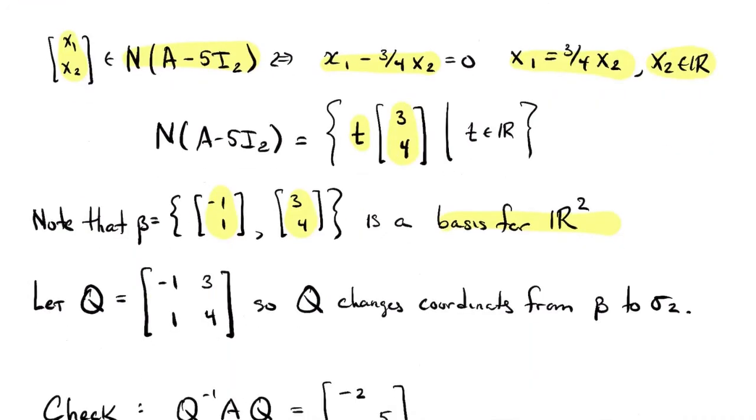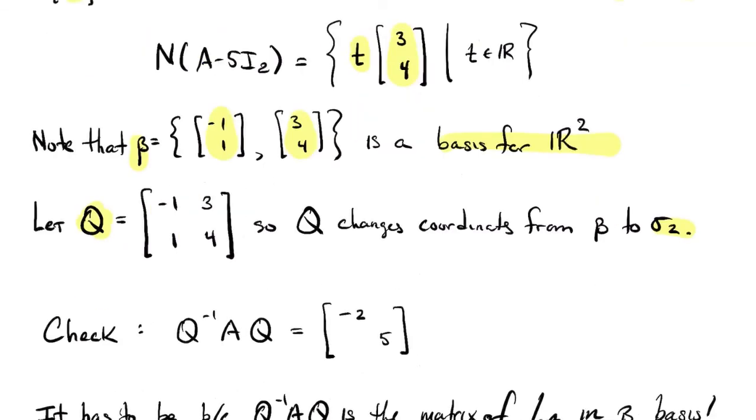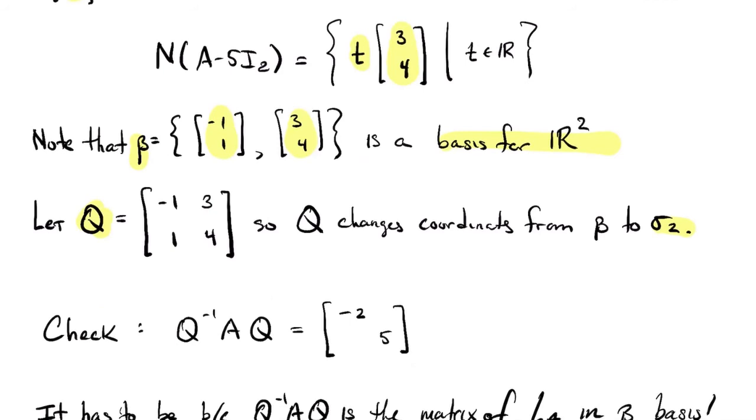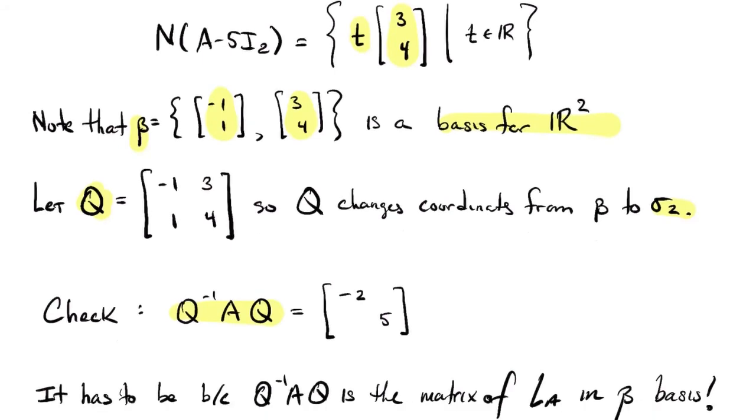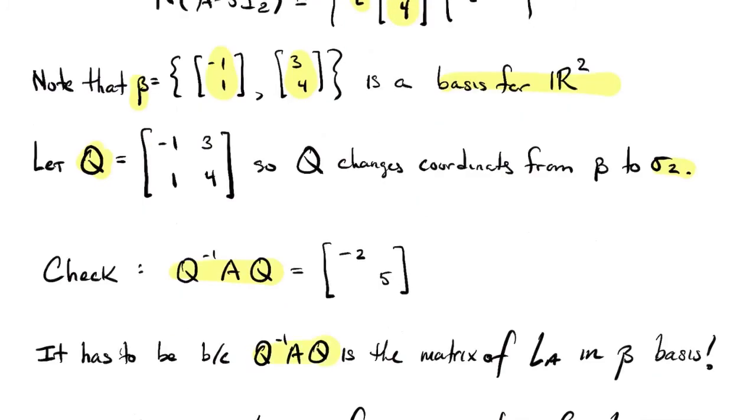If I let Q be the change of basis matrix from this basis beta to the standard basis, sigma 2, we denote it. You just take the basis vectors in beta and make them columns. You can check, do the matrix multiplication, that Q inverse times A times Q is a diagonal matrix with the diagonal entries equal to the eigenvalues of that matrix A. That has to be true because Q inverse AQ is the matrix of the linear transformation left multiplication by A in the beta basis, and beta is a basis of eigenvectors.